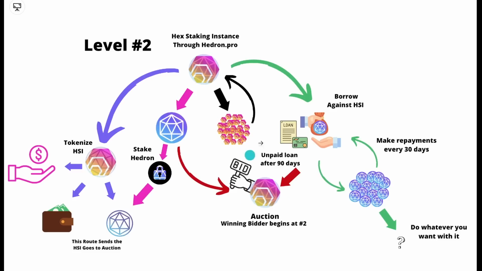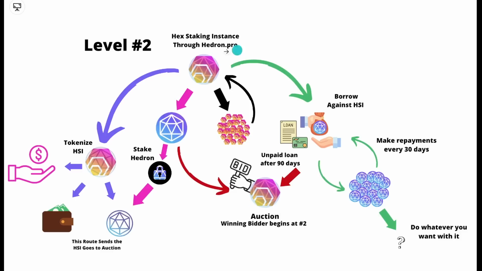So you've got your HSI, someone else has gone to liquidations, you take your HEDRON that you've minted, and you can then bid on these HSIs. Now, there's no guarantee you're going to get it, but you can essentially win or bid on a Hex stake and hopefully get a deal on it to accumulate more Hex and also get a little more HEDRON as well. So if you win, you start back up here.